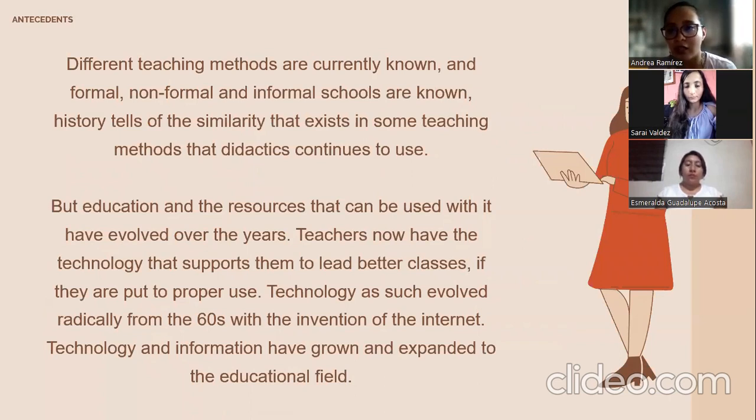Then in chapter number 2, we have the antecedents. And in here, we started talking about who was the first person to ever talk about didactics. And then we have John Amos Comenius, who started talking about didactics when he said that children could learn better if they see a word and they also see the picture that is related to that word.